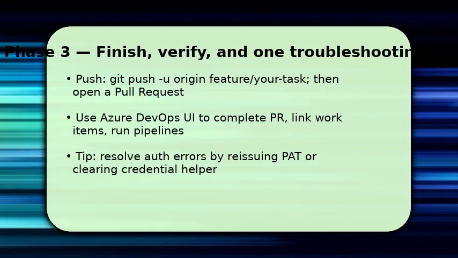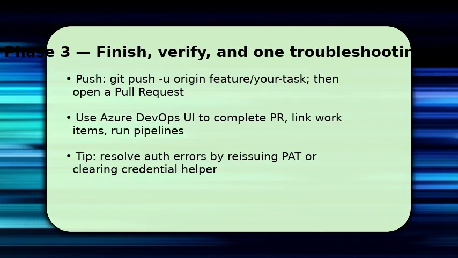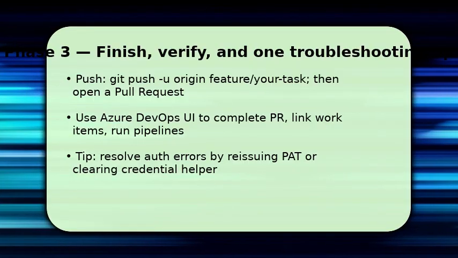If something fails, check the VS Code output and Git terminal. One key troubleshooting tip: if authentication errors occur, regenerate the PAT. Update stored credentials in your OS credential manager, then retry the push.